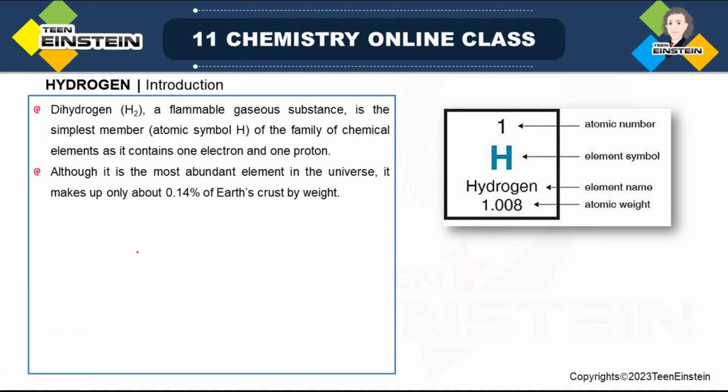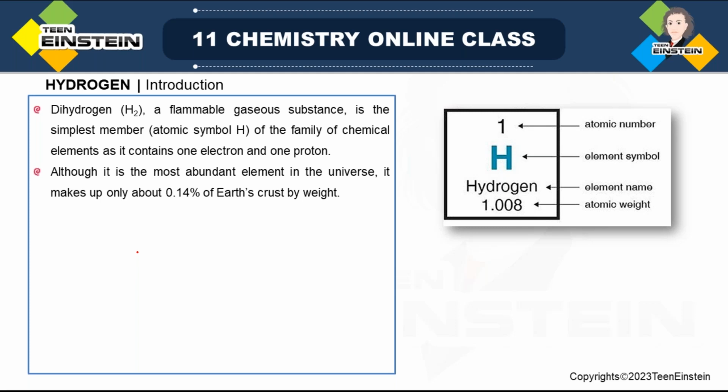Hello everyone. We are starting a new chapter, which is hydrogen. The topics we will cover today: introduction, position of hydrogen in the periodic table, resemblance with alkali metals and resemblance with halogens, then ortho and para hydrogen, preparation of hydrogen, and if we still have time, we can also see commercial production of hydrogen and properties of hydrogen.